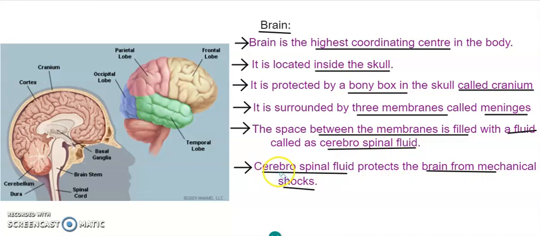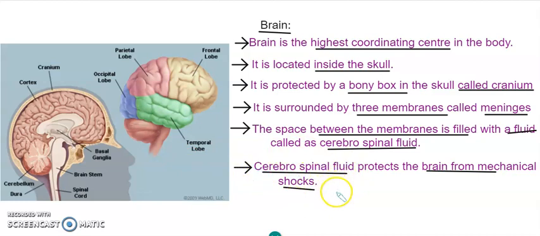Now, what is the purpose of cerebrospinal fluid? It protects the brain from mechanical shock. What do we mean by a mechanical shock? Suppose you are walking through a room and suddenly you trip and you hit your head on the wall. The moment you hit the wall, you have a shock which is being passed through the skull inside the brain. To protect the brain from this effect, the cerebrospinal fluid is going to absorb the shock.